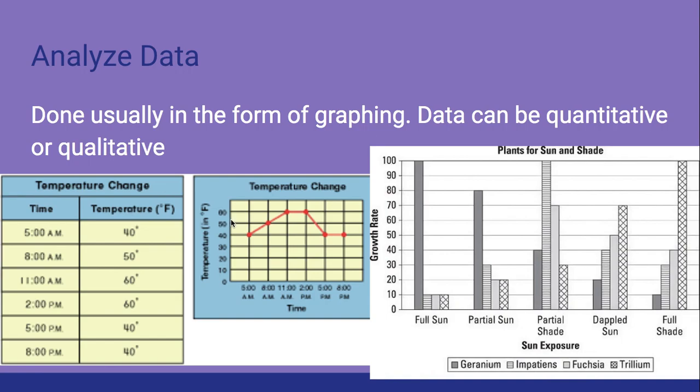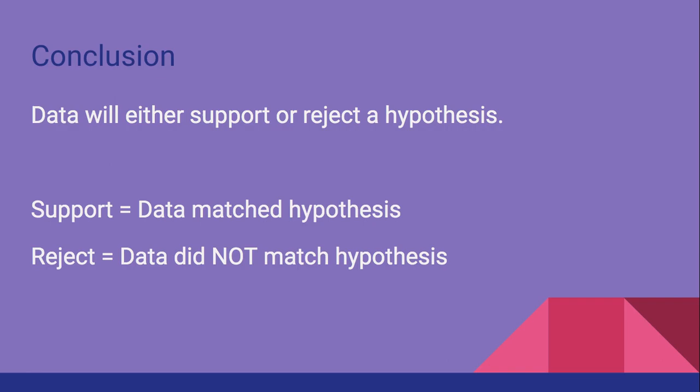All right. So I need to analyze my data so I can see what my results were. And that's going to help me with my last step, my conclusion. Data will either support or reject a hypothesis. When we make a conclusion, you will say one of these two things: the data supported the hypothesis, or the data rejected the hypothesis. That just means, did it match what you thought was going to happen?